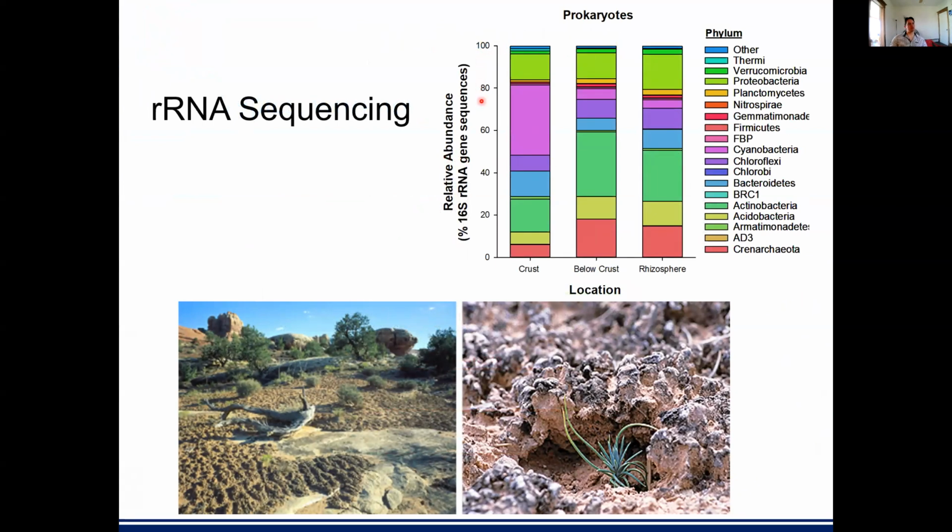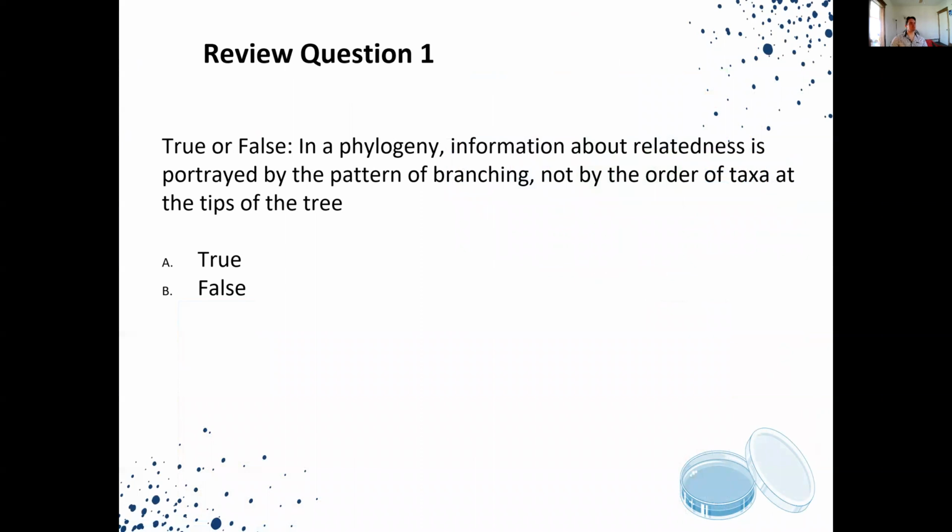This gives you a breakdown of the RNA sequencing and what was found as your key. If I'm not mistaken, this was for, I don't want to guess. But yeah, I think it was soil, with the crust, below crust. I think this was soil samples, but don't quote me on that. And then it gives you a breakdown of what organisms are present in your samples, looking at entire communities of bacteria or microbes. Okay, so moving on to the review questions for today.